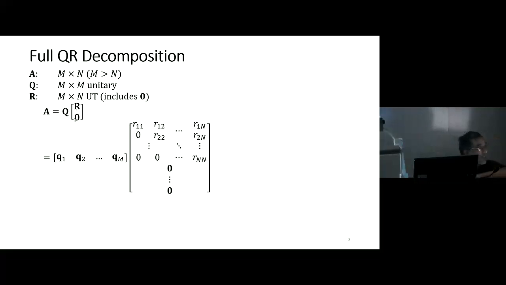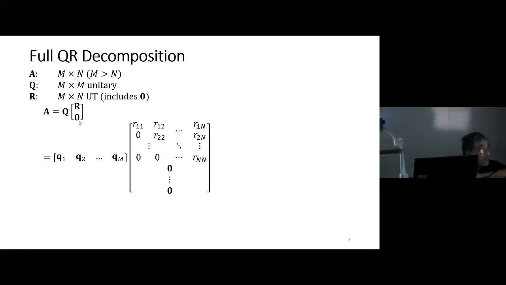Now, what's the justification for this? What's the rank of A? It's an M by N matrix, and N is less than M. So the rank of A cannot exceed N. Correct? Now, what's the rank of Q? It's a full M by M unitary matrix. It's a full rank matrix, correct? Because its determinant is 1.